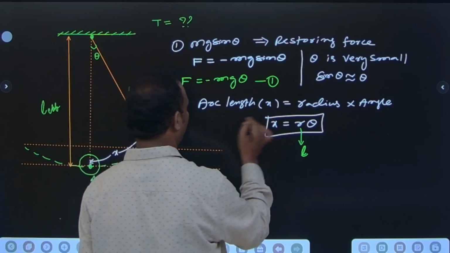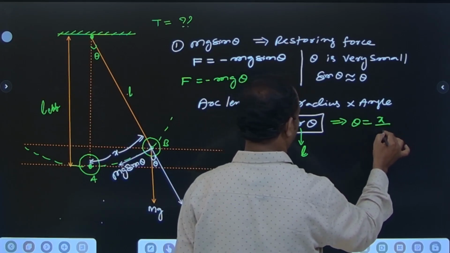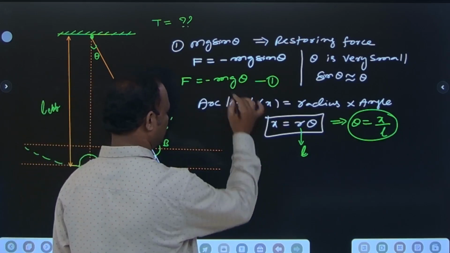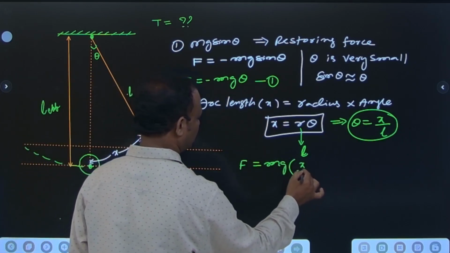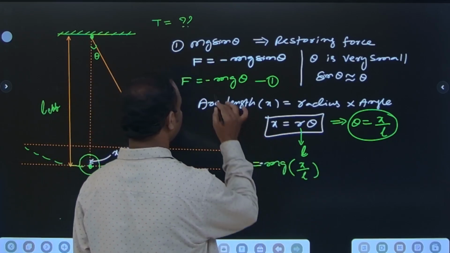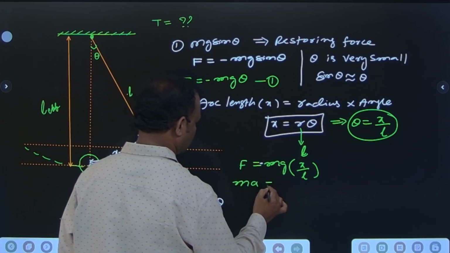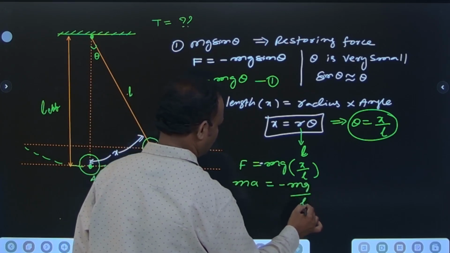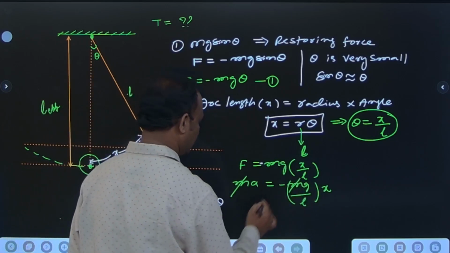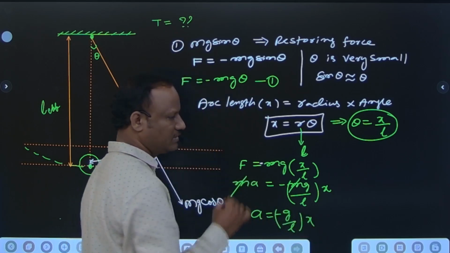Okay, so now F is equal to minus mg into theta, and theta is equal to x by L, correct? So F is equal to minus mg x by L. What is F? F is equal to m a. So m a is equal to minus mg by L into x. m and m cancel. Yes, a is equal to minus g by L into x.